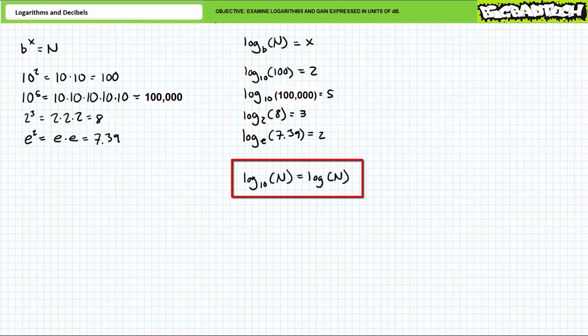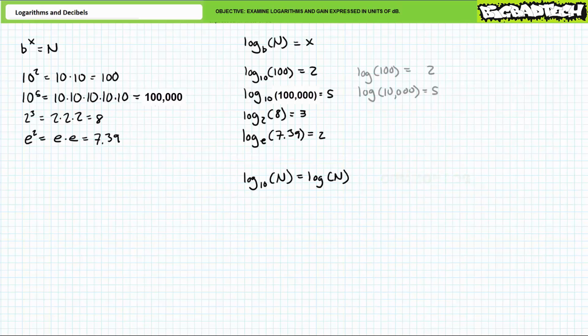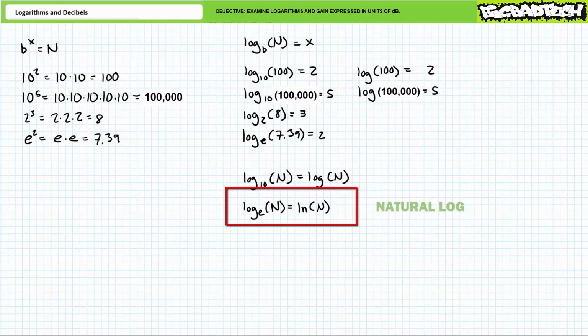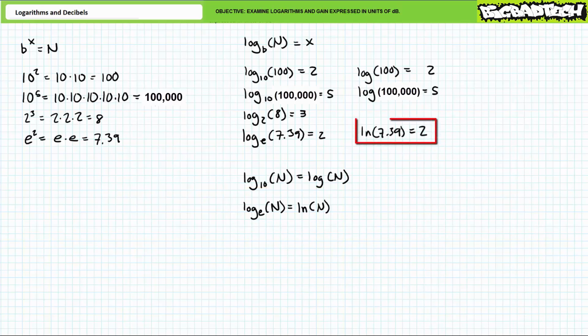A log lacking a base subscript means the base is assumed to be 10. This is sometimes referred to as the common log, since people commonly think in powers of 10. We could just as easily rewrite the first two examples as log 100 equals 2 and log 100,000 equals 5. Log base e also gets its own special notation as ln, which stands for logarithmus naturalis, or natural log. We could just as easily rewrite the last example as natural log of 7.39 equals 2.